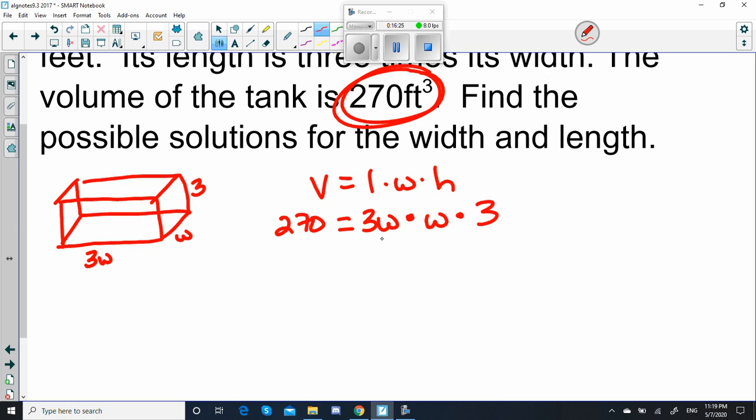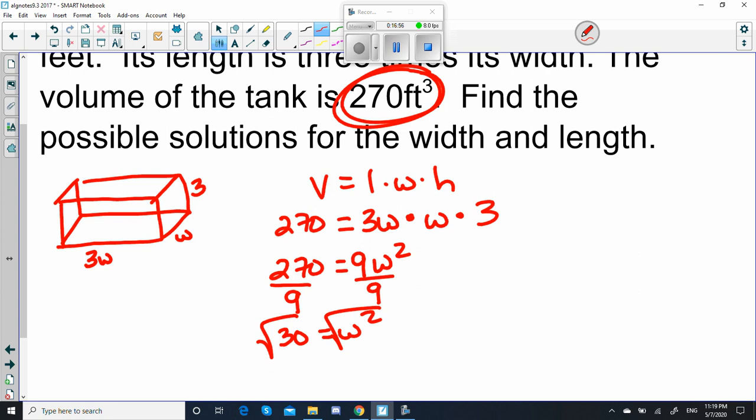So let's go ahead and multiply over here. It's a big multiply mess. So 3 times 3 is 9, and W times W is W squared. So to isolate the W squared so I can take the square root, I'm going to divide both sides by 9. So 270 divided by 9 is 30. Yep, it is. Just checking my math there. And it equals W squared. And again, I want to take the square root here.